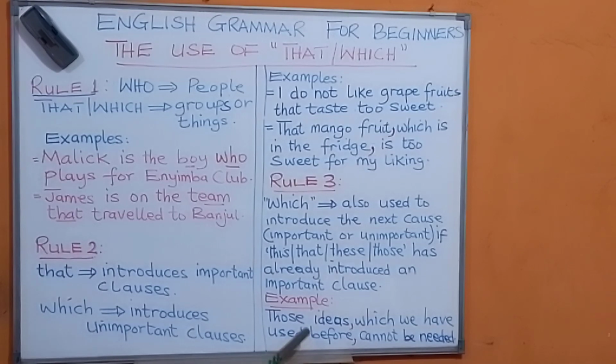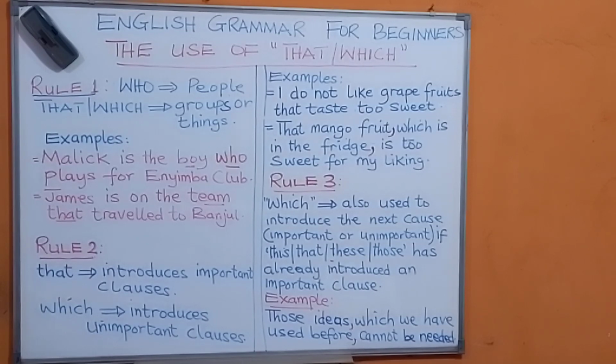Look at this example. Those ideas. Now, I want to introduce a clause there, which we have used before, cannot be needed. Those ideas, now I'm adding information which we have used before. You see, I put that in commas, which we have used before, cannot be needed. So I could as well say those ideas cannot be needed. You see that?